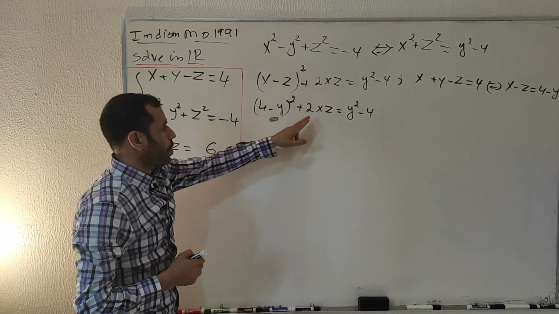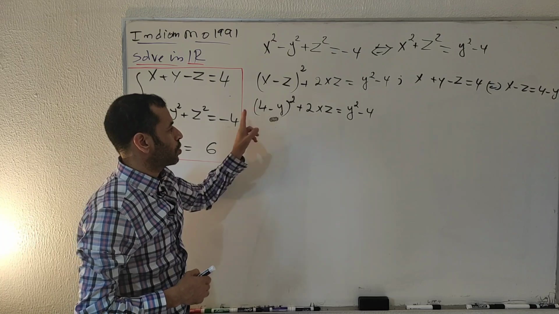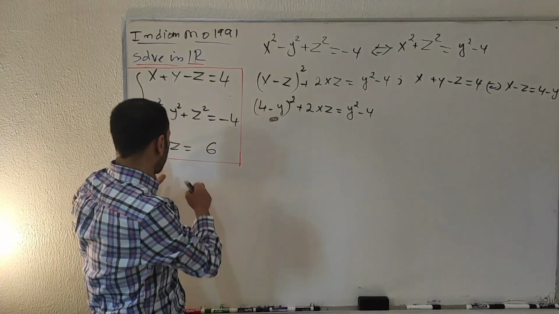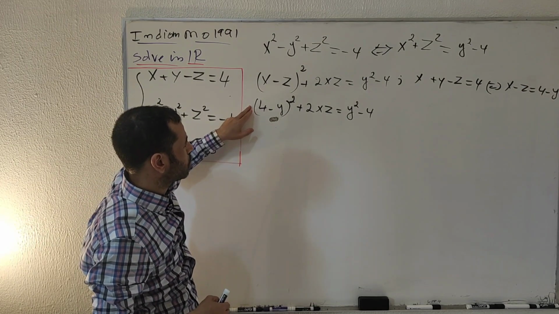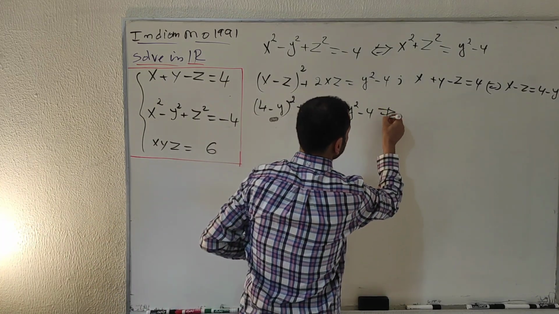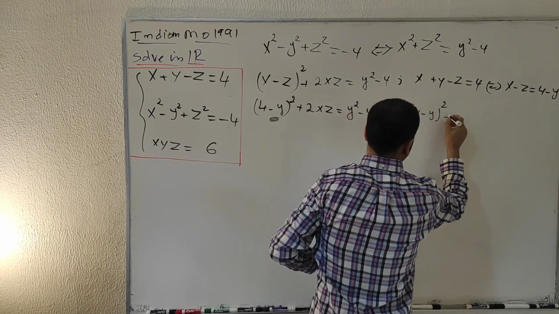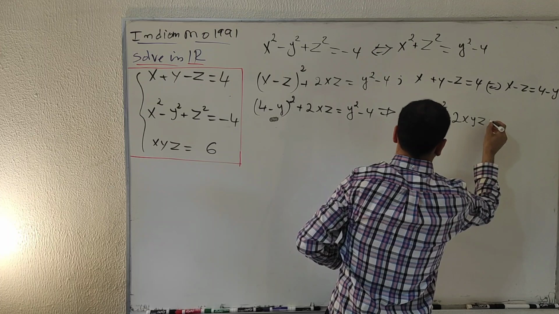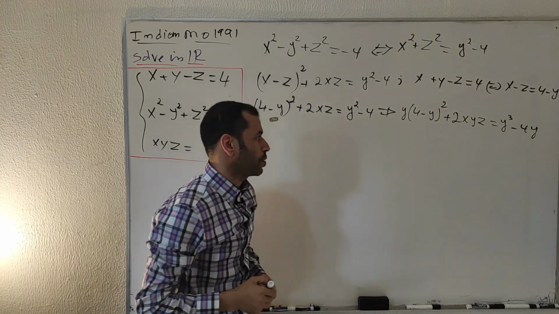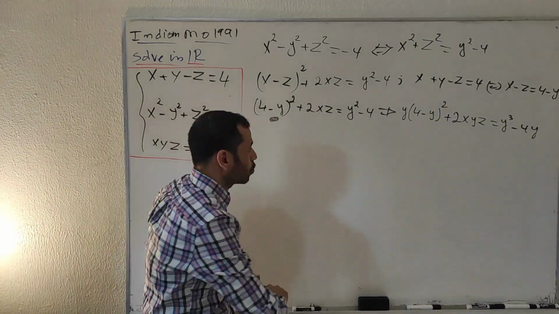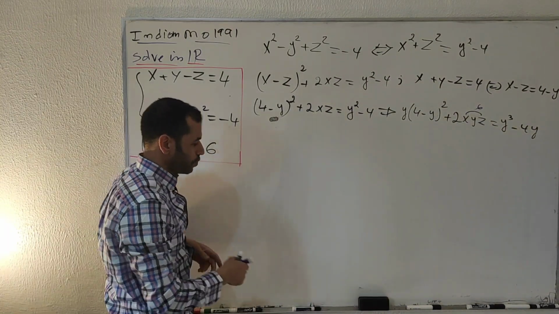If you take a look carefully at this term, we have xz. So if I multiply both sides of this equation by y, I get the value of xyz here, because we have xyz equals 6. I'm simply going to multiply both sides by y. I get y times quantity 4 minus y squared plus 2 times xyz equals y cubed minus 4y, because it was multiplied by y. We know xyz equals 6 as we have in the given information.